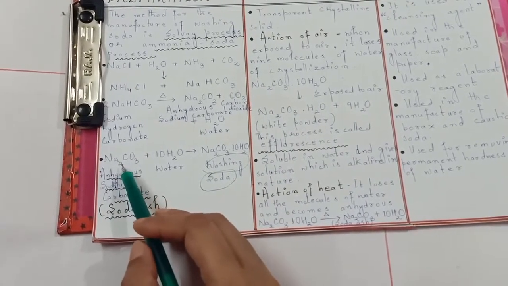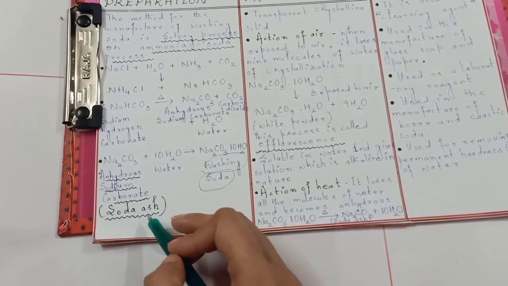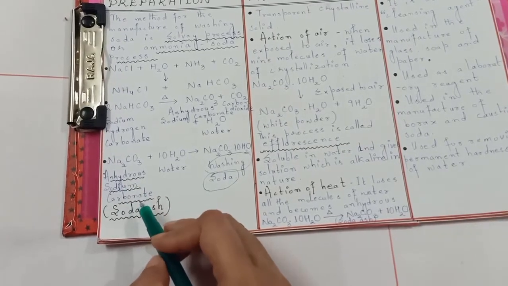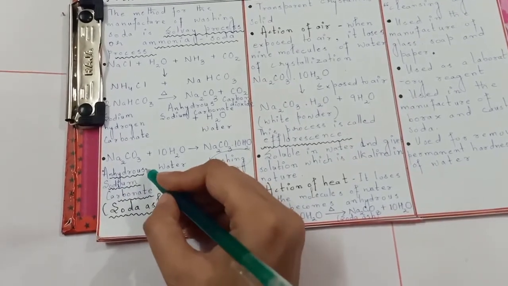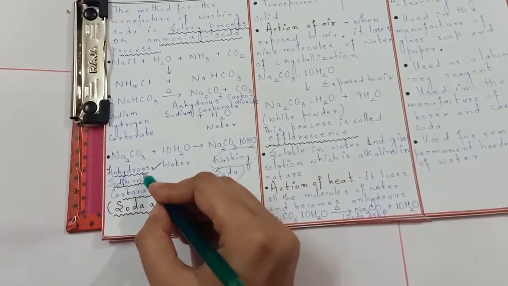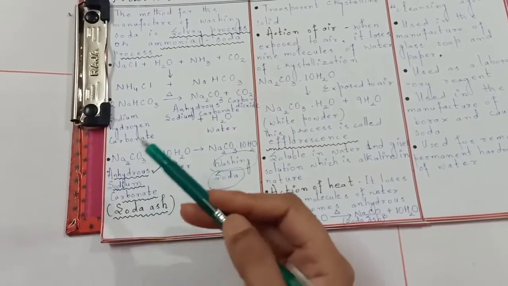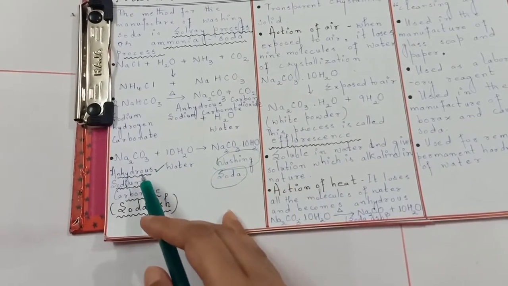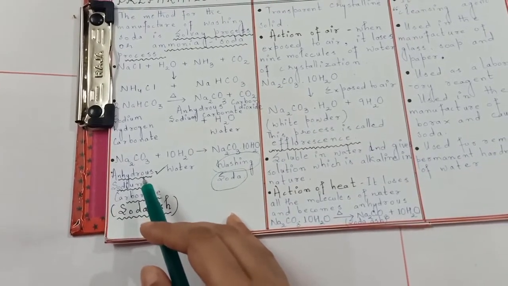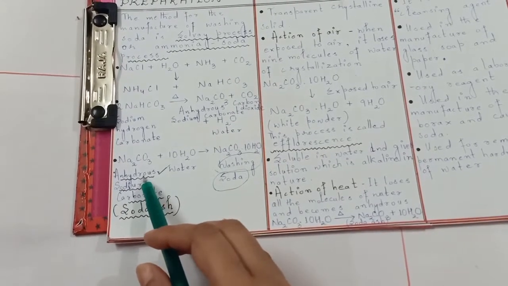Now I have written the common name of this compound. Na2CO3 is commonly known as soda ash, and chemically it is known as anhydrous sodium carbonate. Now what does this word anhydrous mean? This word anhydrous means all those crystalline salts which lose their water of crystallization are called anhydrous salts. So a crystalline salt which has lost its water of crystallization is called an anhydrous salt.